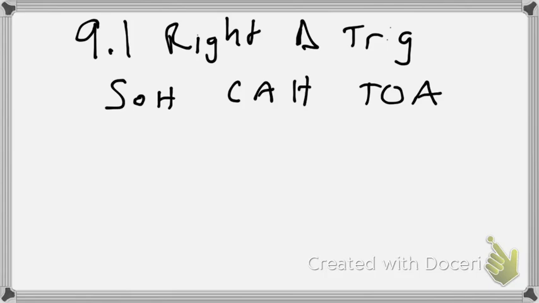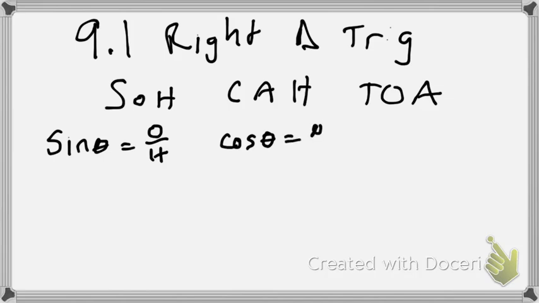Remember sine, cosine, tangent. So it stands for sine of an angle equals the opposite over the hypotenuse. Cosine of an angle equals the opposite, or I'm sorry, the adjacent over the hypotenuse. And then the last one is tangent of theta, and that is going to be opposite over adjacent. So we've got those three.